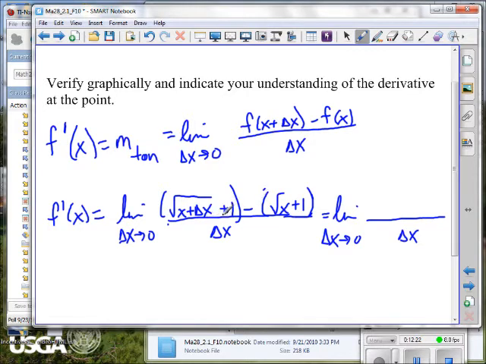Oh, yeah, because it's plus here, isn't it? If I have a plus 1 and I distribute that, that's a negative 1. You see where she's going on this? Okay, so that ends up with just the square root of x plus delta x minus the square root of x.